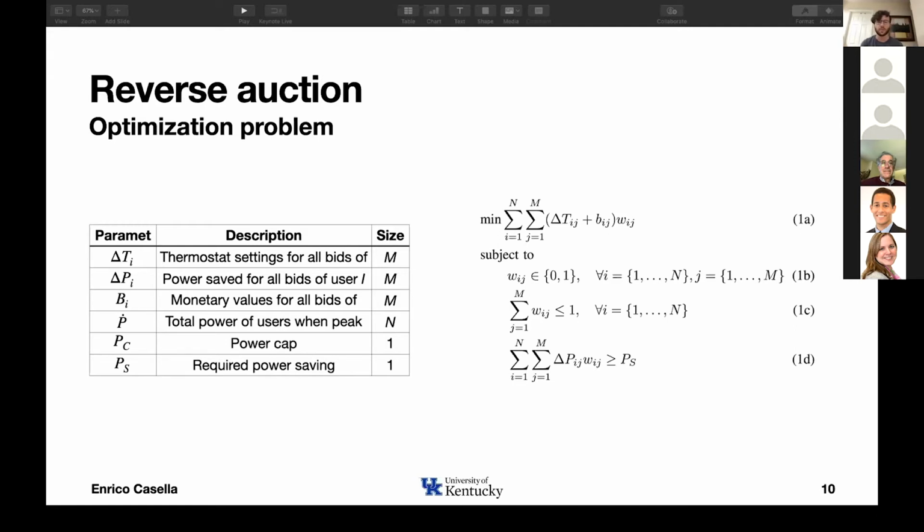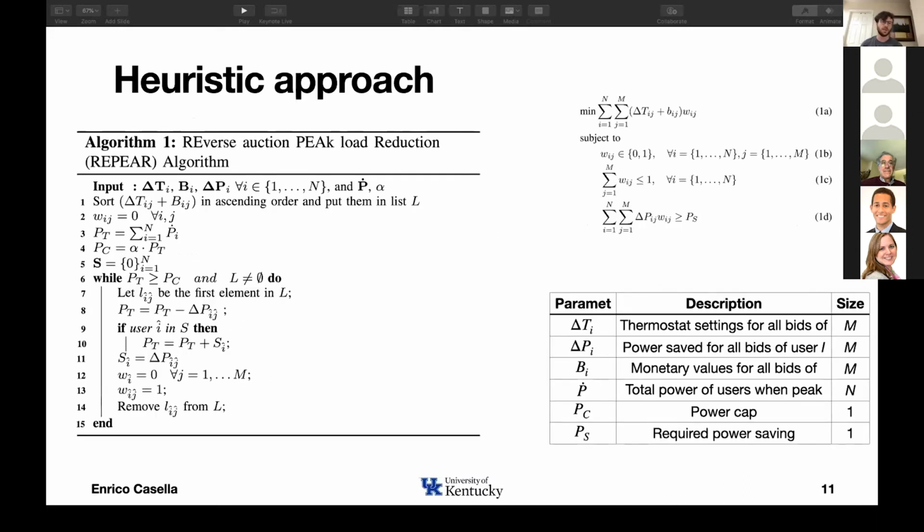But you cannot select more than one because you can't have two temperatures at the same time. And then finally, the last constraint basically says that we want a cumulative power saving across all the users that is greater than the power saving that we need to reduce the peak. The problem is that we proved it is NP-hard, so we developed a heuristic to solve the optimization. Enrico?